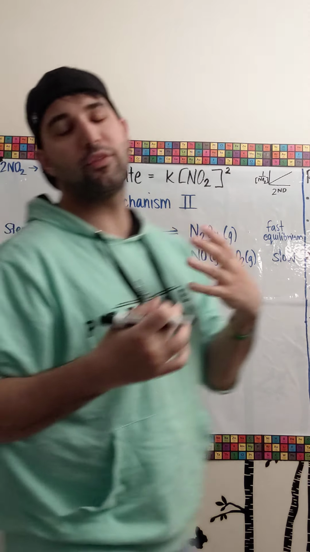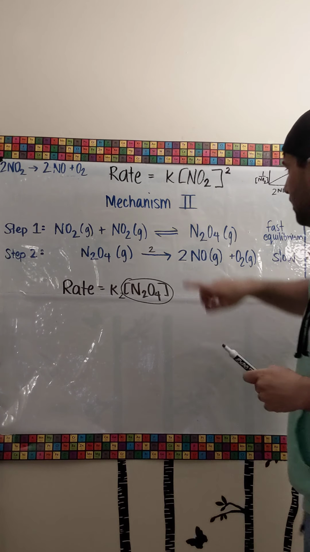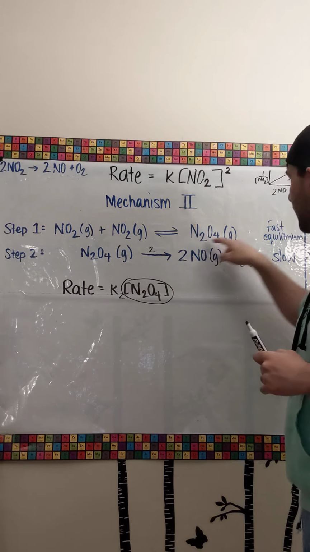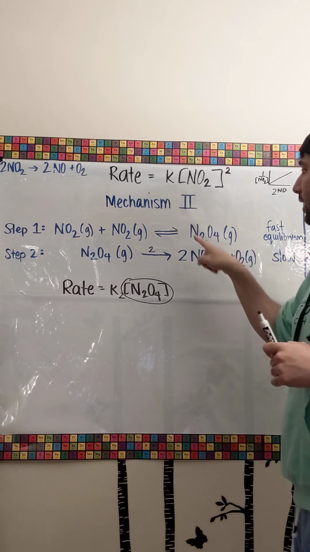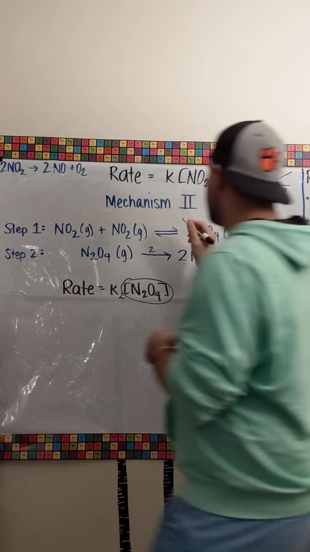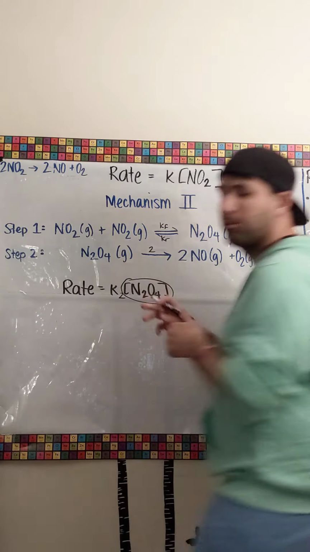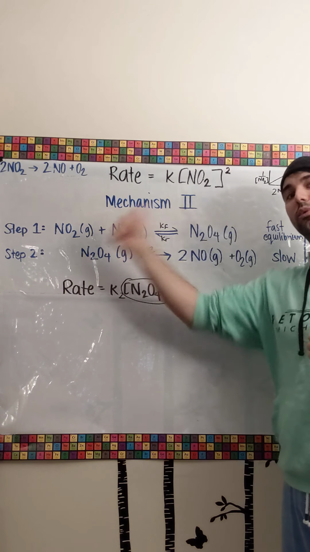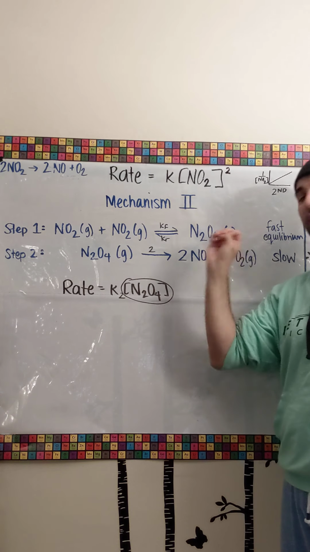Well, you're going to do what the AP Chemistry curriculum calls the steady-state approximation. You're going to look at the previous step and find where N2O4 is. N2O4 is in my previous fast equilibrium step. Remember, I'm going to write this as k forward, k reverse. You probably can't see that, but I put kf over kr. It's an equilibrium, so there's a forward and reverse to this reaction.